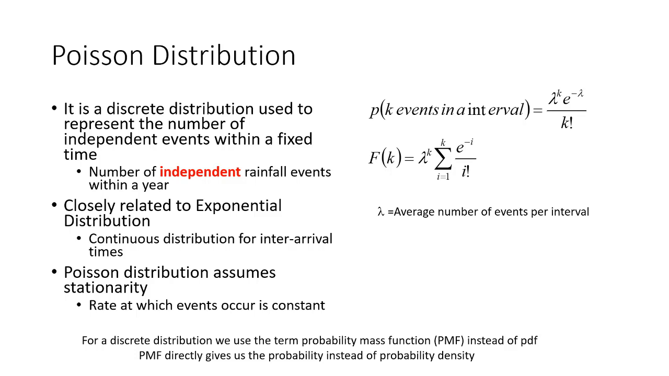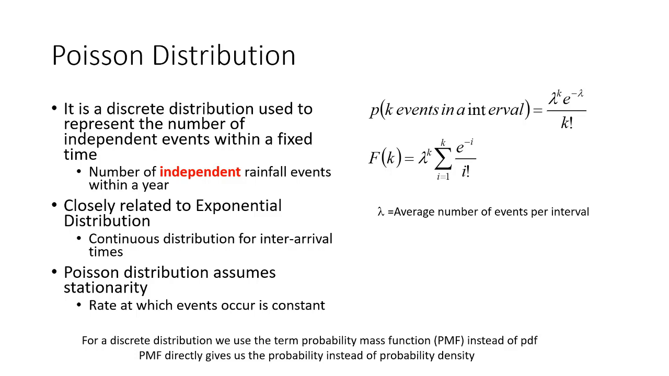Poisson distribution, it's a discrete distribution used to represent the number of independent events within a fixed time. The number of independent rainfall events within a year, for example. So we're not talking about rainy days. So you can have an event that lasts for like 2 or 3 days, and then it won't rain for a while. Then you might have another event. So we're talking about those events that could span multiple days, but we count them as one rainfall event. That is all part of the one rainfall event. So there could be some lull in that rainfall, but still it could be part of that. We could still call it the rainfall event.